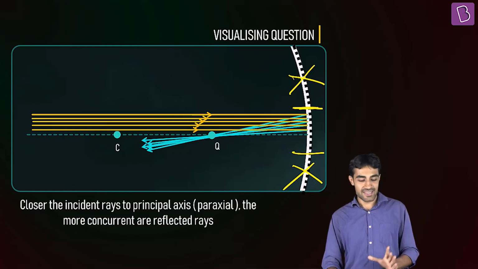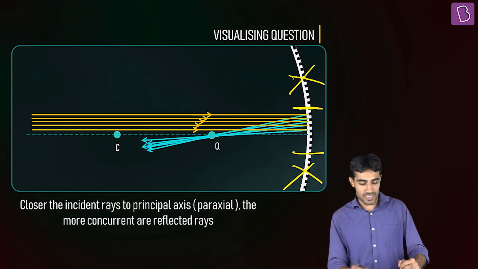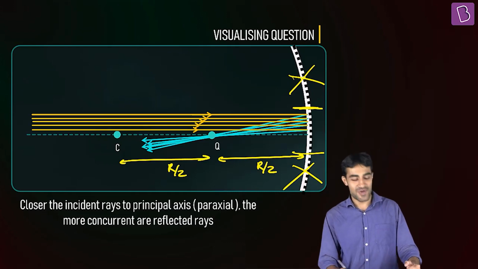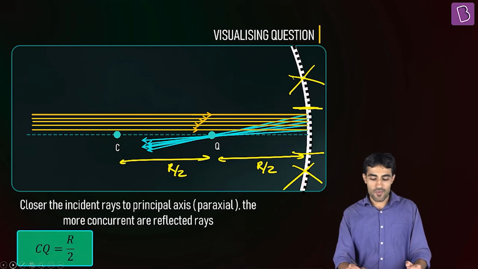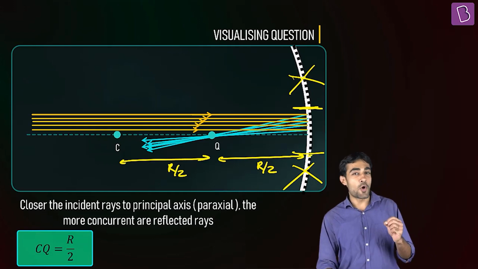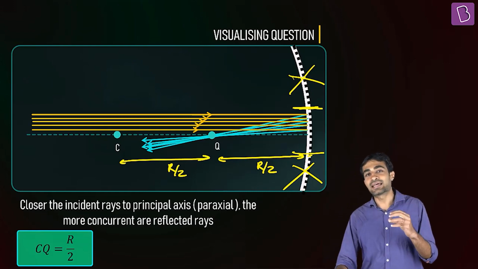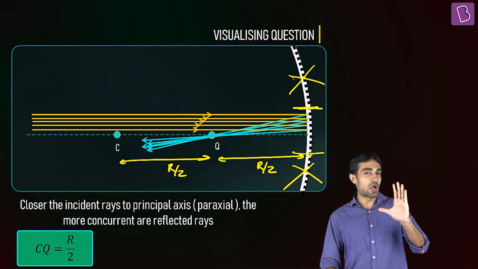We can see they are meeting at a single point, and this single point is known as focus, and we have an interesting relationship. This distance is R by 2 and this distance is also almost R by 2. So we talked about what we will do to converge the light rays at a single point. We will reduce the aperture. So aperture should be really small as compared to the radius of curvature.